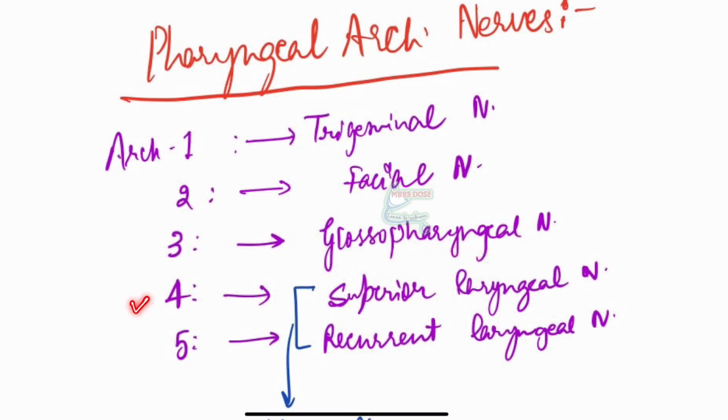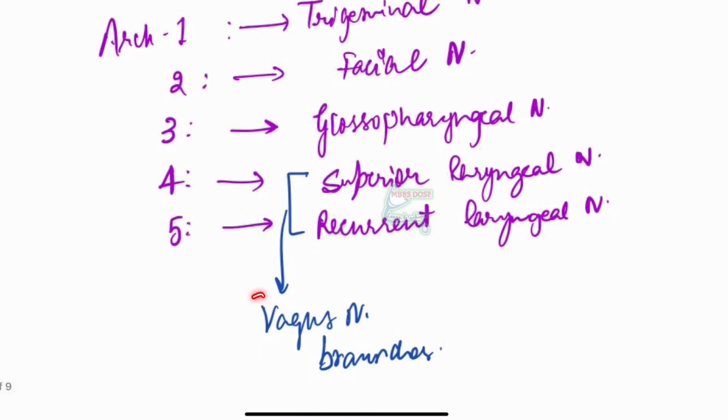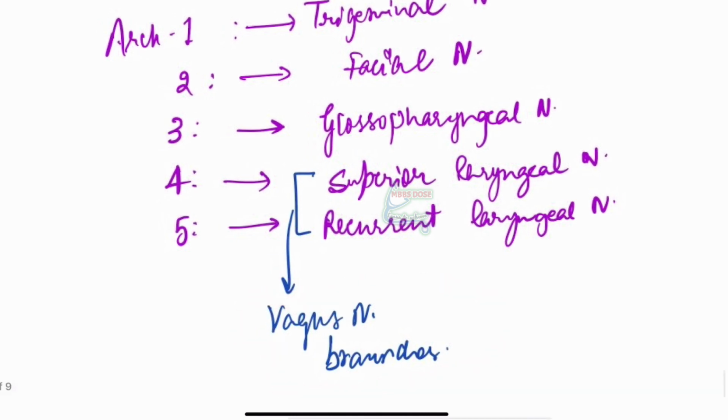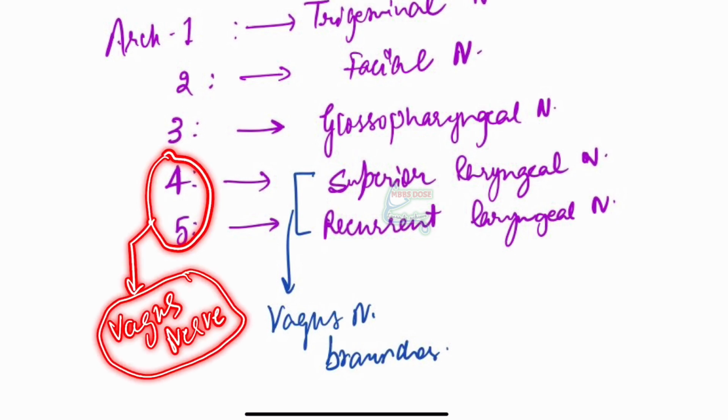In the fourth arch we have the superior laryngeal nerve supply, and in the sixth pharyngeal arch we have the recurrent laryngeal nerve supply. These two, superior and recurrent laryngeal, are branches of the vagus nerve. So we have to remember that the fourth and sixth pharyngeal arches are supplied by the vagus nerve, with these two arches being supplied by two different branches of the vagus nerve.